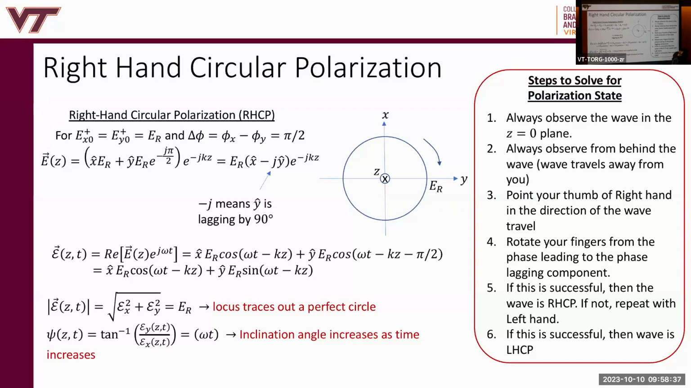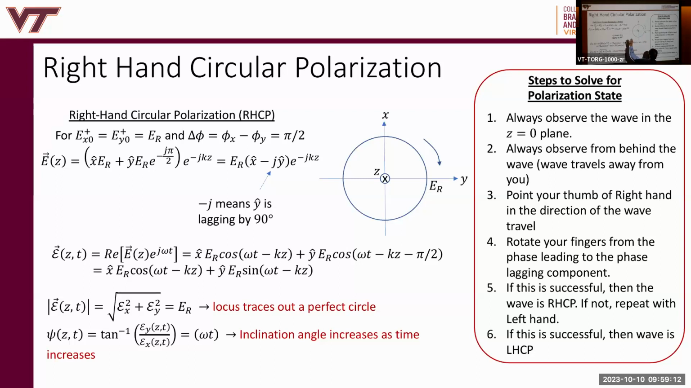All right? Now we use this right-hand trick. We point our thumb in the direction of propagation. We rotate our fingers from phase leading to phase lagging. So let's try it with the right hand. I put my thumb in the direction of propagation. Phase leading is what? Y is minus j behind X, 90 degrees behind. So the x hat component is leading. So I rotate my fingers, X is vertical in this coordinate system, from phase leading to phase lagging, from X to Y: right-handed CP.